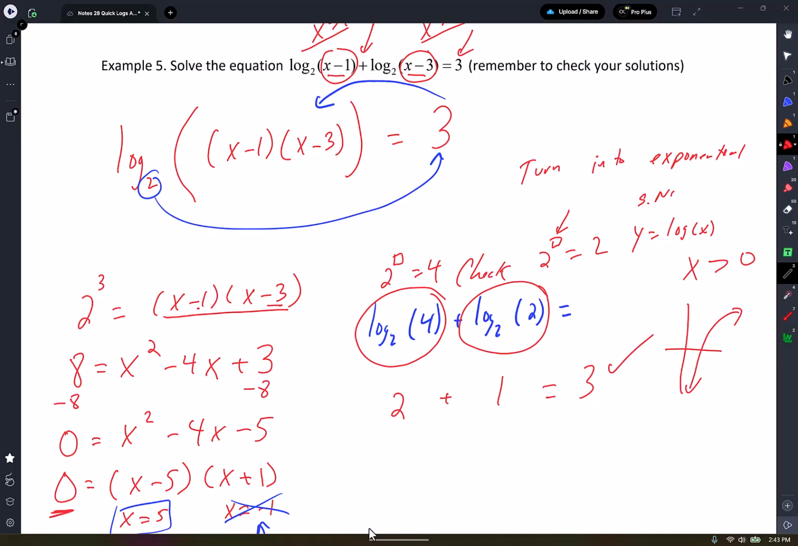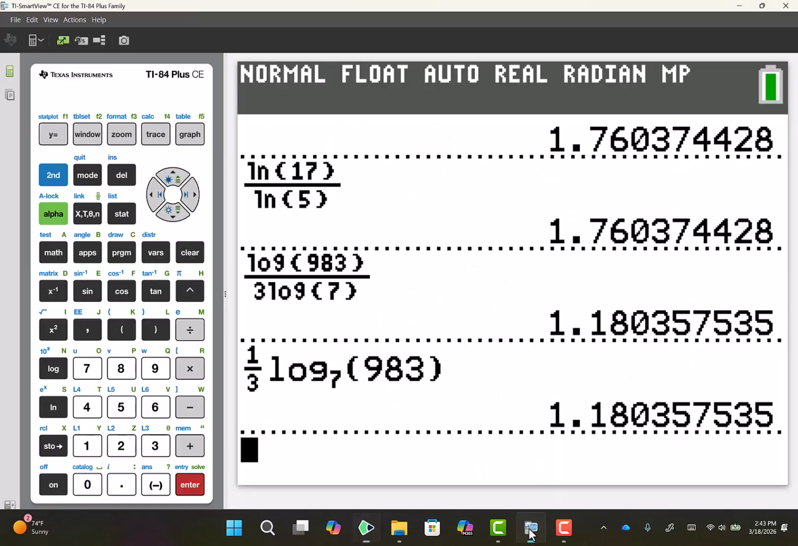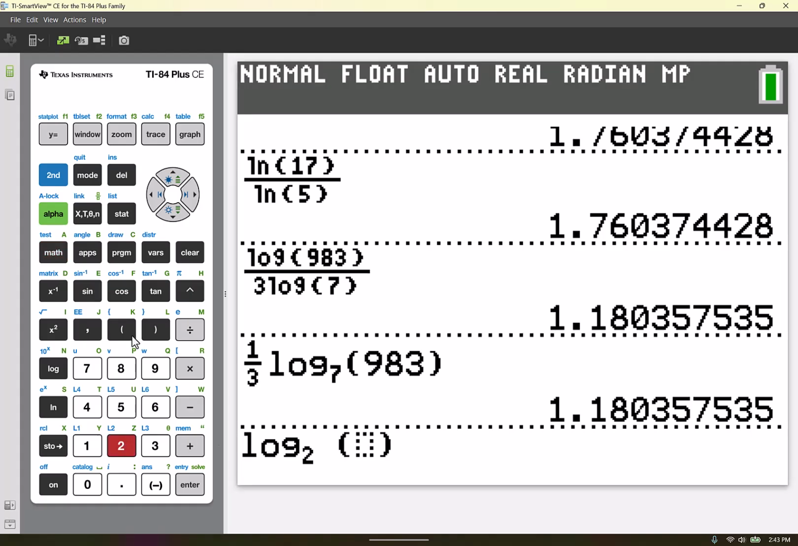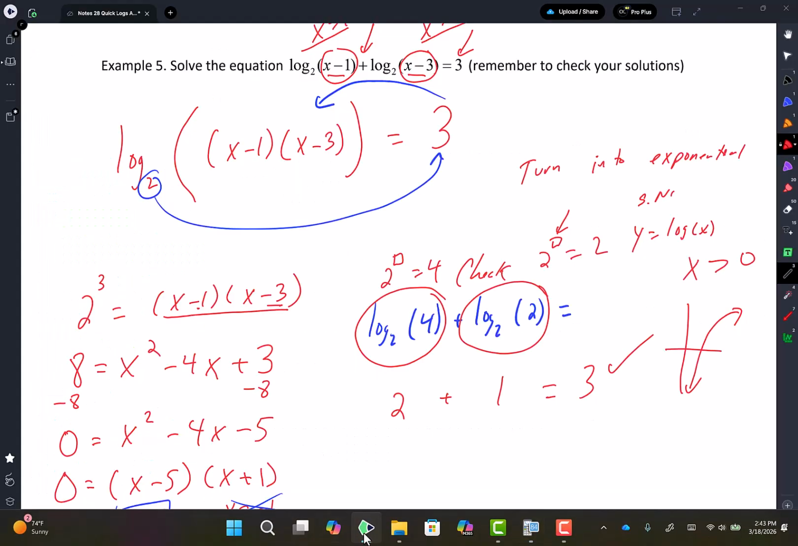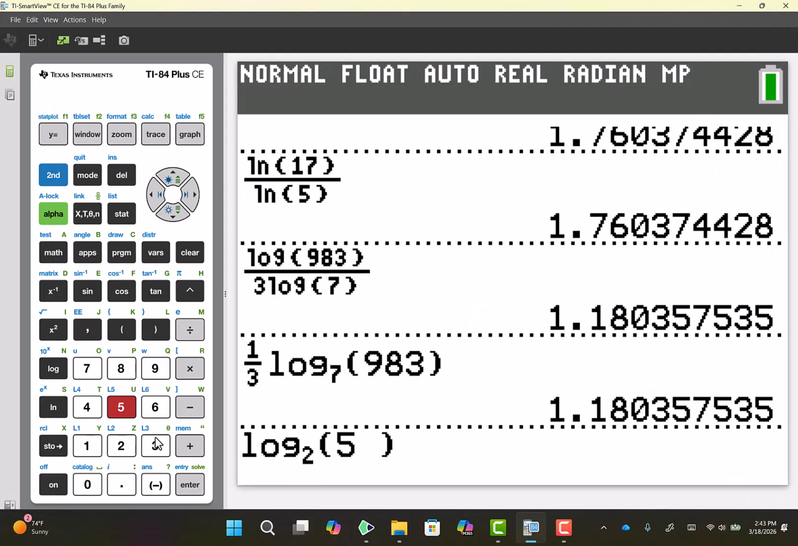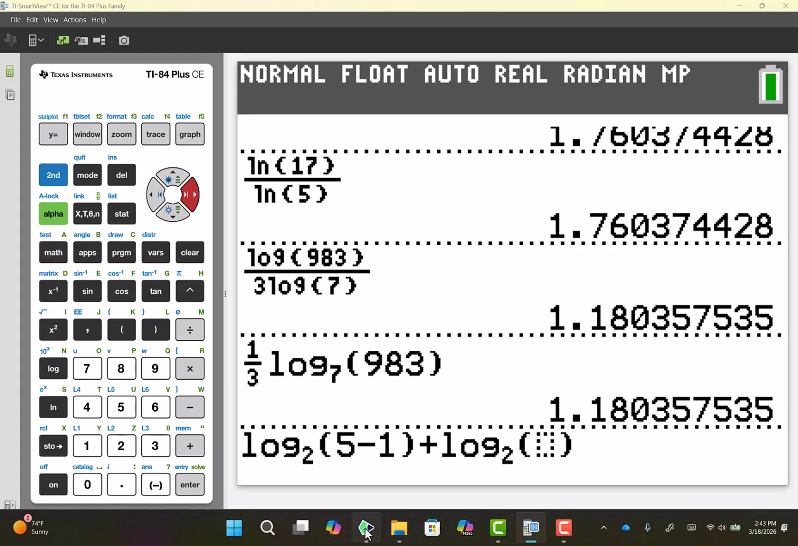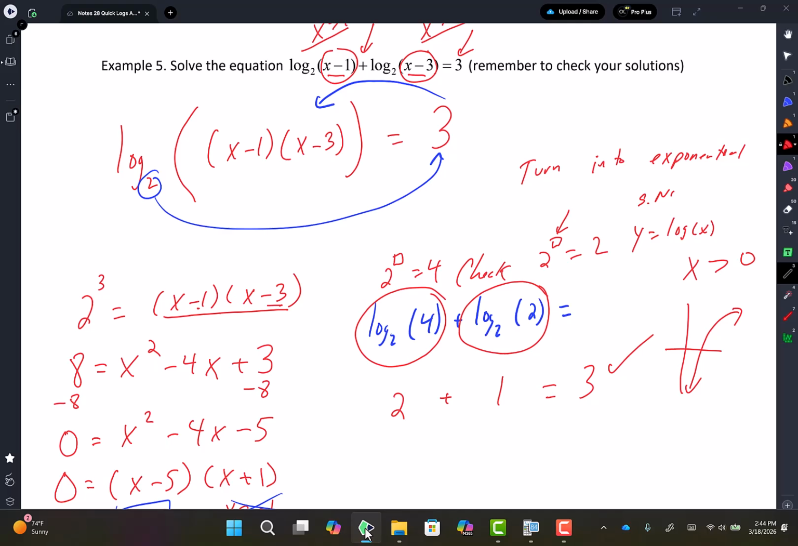It works. If you want to use the calculator, fine, you could have used the calculator. You could have gone to math, with the letter A, log base 2 of 5 minus 1, plus math, alpha A, log base 2 of 5 minus 3, and typed everything exactly the same.